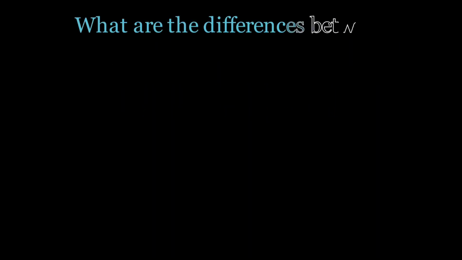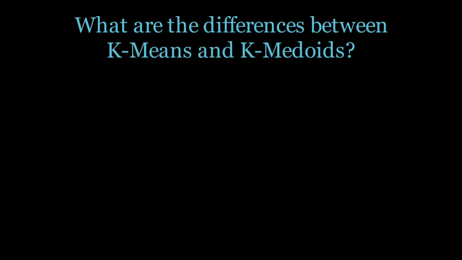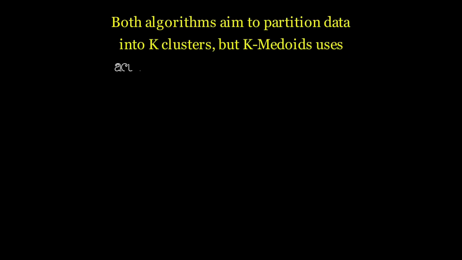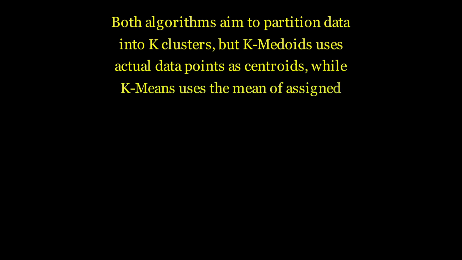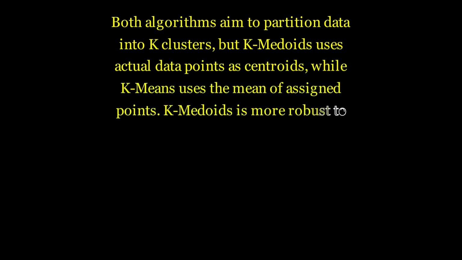What are the differences between K-means and K-medoids? Both algorithms aim to partition data into K clusters, but K-medoids uses actual data points as centroids, while K-means uses the mean of assigned points. K-medoids is more robust to outliers because it doesn't rely on averaging points.